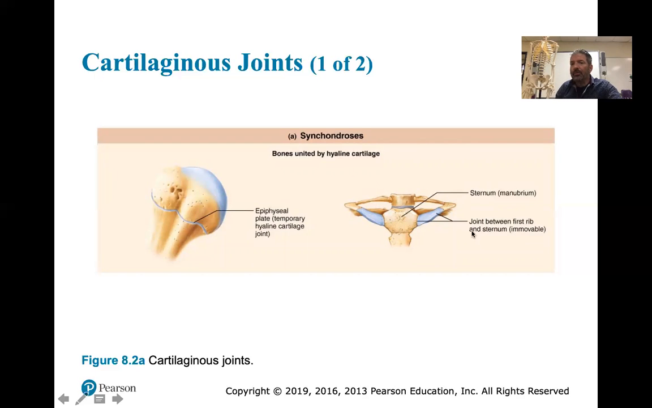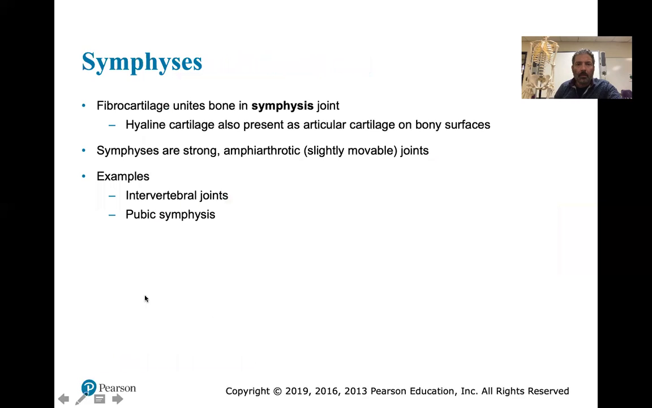Joint between the first rib and sternum is immovable or practically immovable. All right. Fibrocartilage unites bone in a symphysis joint. All right, so generally that's going to be your pubic symphysis, or of course my favorite would be intervertebral joints. All right, hyaline cartilage also presents as articular cartilage on bony surfaces. We want that glide.